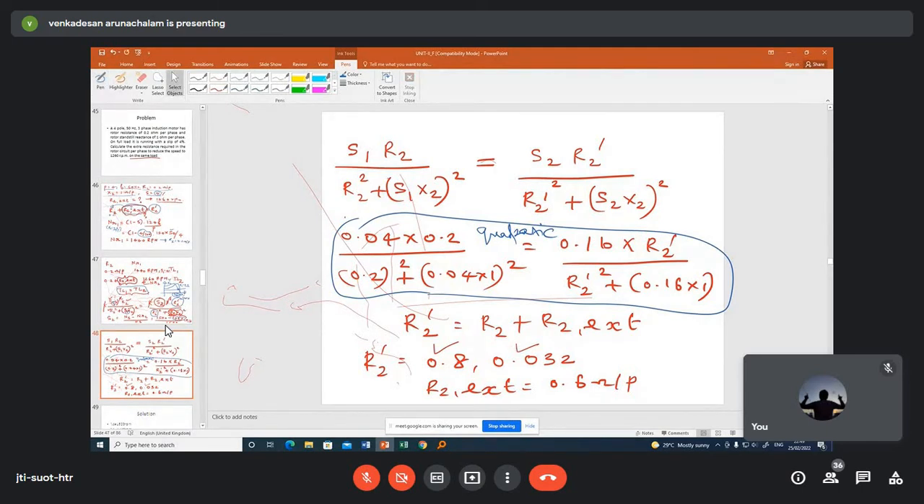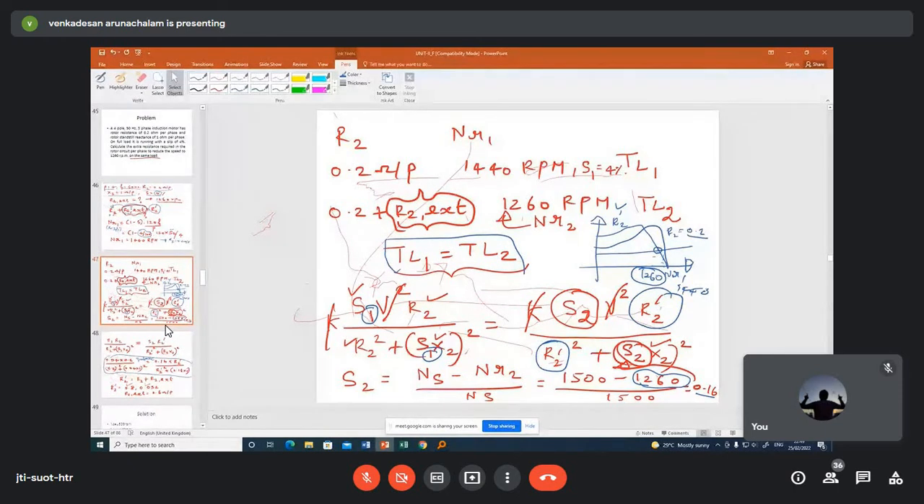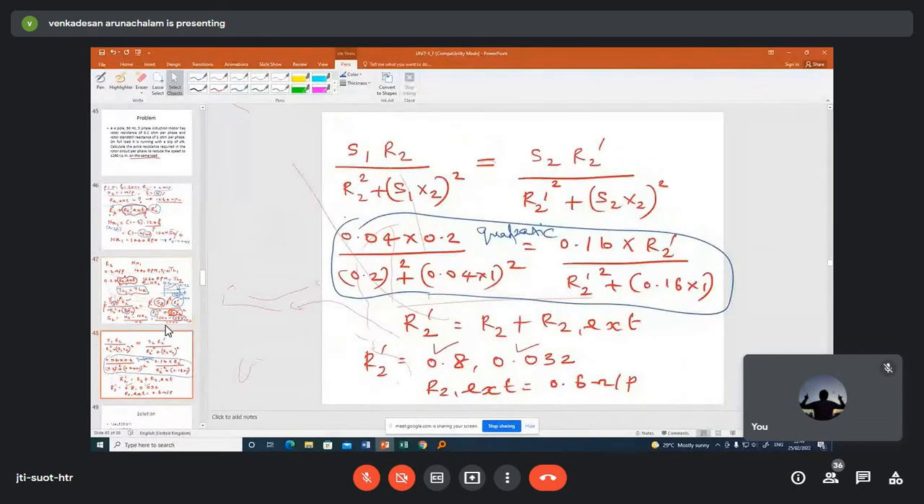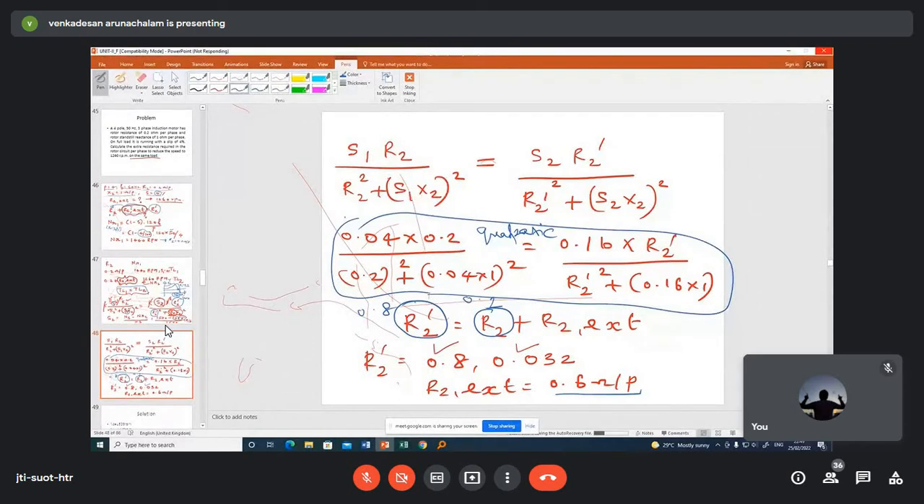See, already the nominal rotor resistance is 0.2 ohm per phase. You are adding some external resistance. So definitely your R2 dash cannot be 0.032 ohm per phase. It should be 0.8 ohm per phase because that is greater than your 0.2 ohm per phase. If you substitute 0.8 here, and R2 already I know it is 0.2, so the external resistance is 0.6 ohm per phase. So if you add 0.6 ohm to the already existing resistance of 0.2 ohm, then the rotor speed will come to 1260 rpm from 1440 rpm.